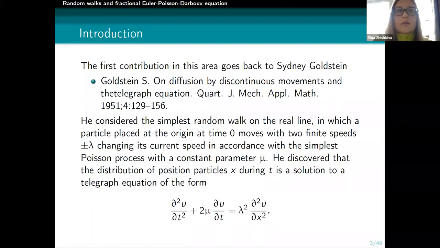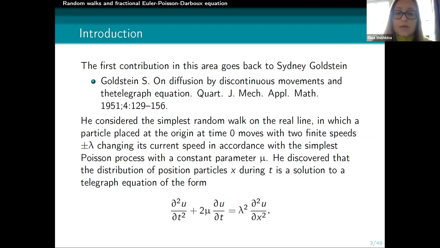Probably the first contribution in this area, the first who considered random flights with such an Euler-Poisson-Darboux equation, was Sidney Goldstein in his paper on diffusion by discontinuous movements and the telegraph equation. He considered the simplest random walk on the real line, in which a particle placed at the origin at time 0 moves with finite speed plus or minus lambda, changing its current direction in accordance with the simplest Poisson process with a constant parameter mu.